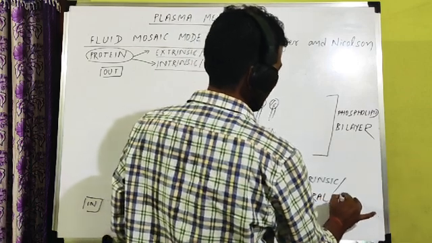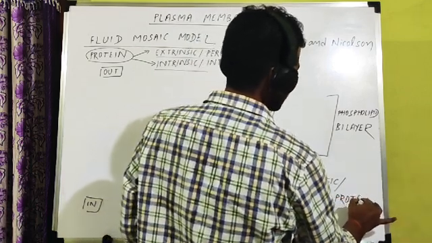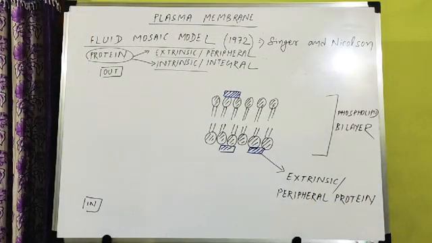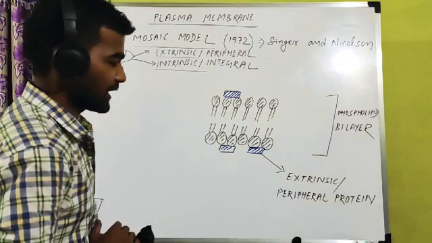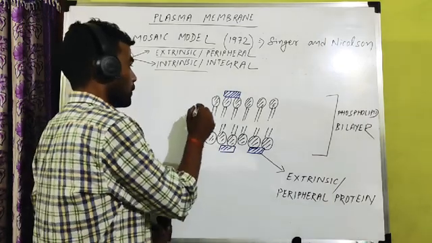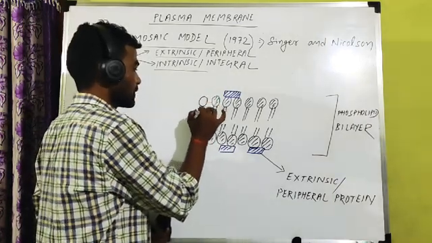Extrinsic or peripheral protein. So what is extrinsic or peripheral protein? Those proteins which are found on the surface of the lipid bilayer are known as extrinsic or peripheral proteins. But what about the second category?